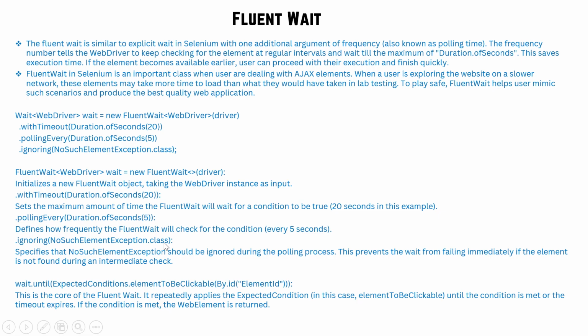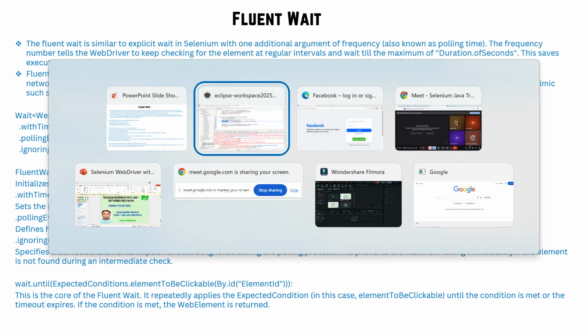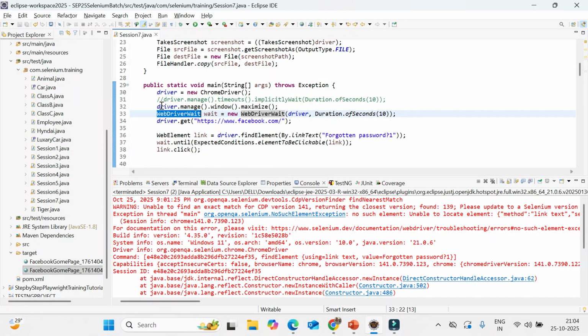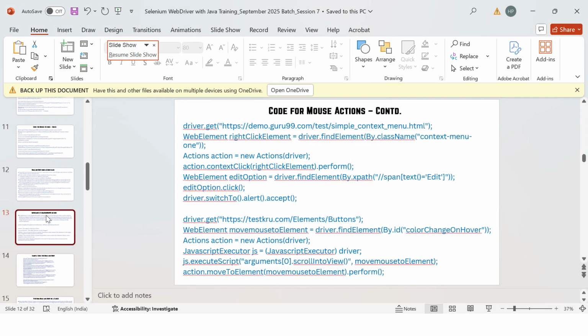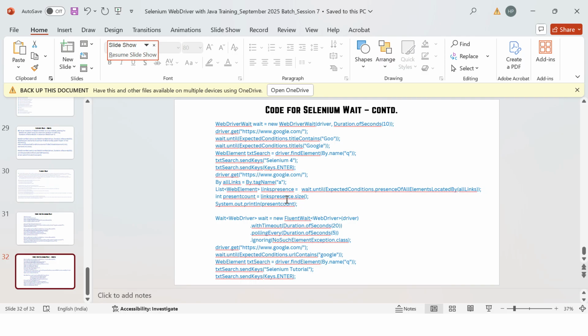Ignoring NoSuchElementException class specifies that the no such element exception should be ignored during the polling process. Definitely it will be coming, but we want to ignore it so that we can repeat it 4 times within the 20 seconds, every 5 seconds. This prevents the wait from failing immediately if the element is not found during an intermediate step. After that, we can give the condition the same way as before. So what we'll be doing is just commenting out this part and adding this line of code. Otherwise, there is no change.